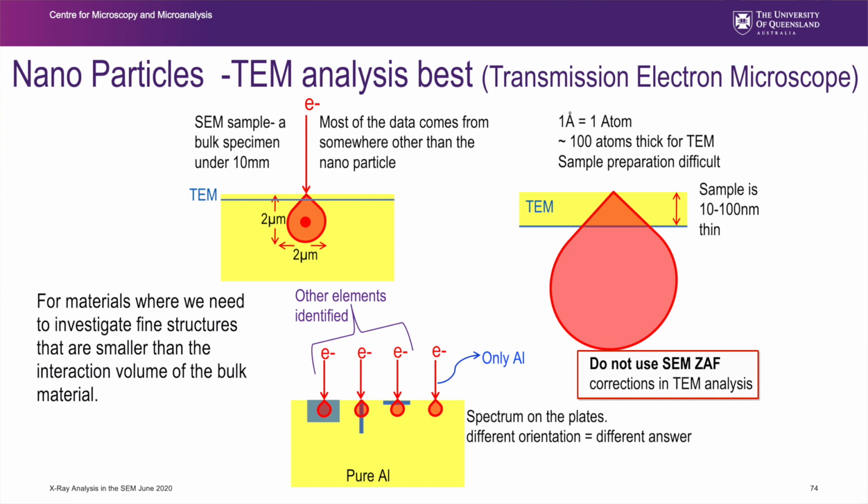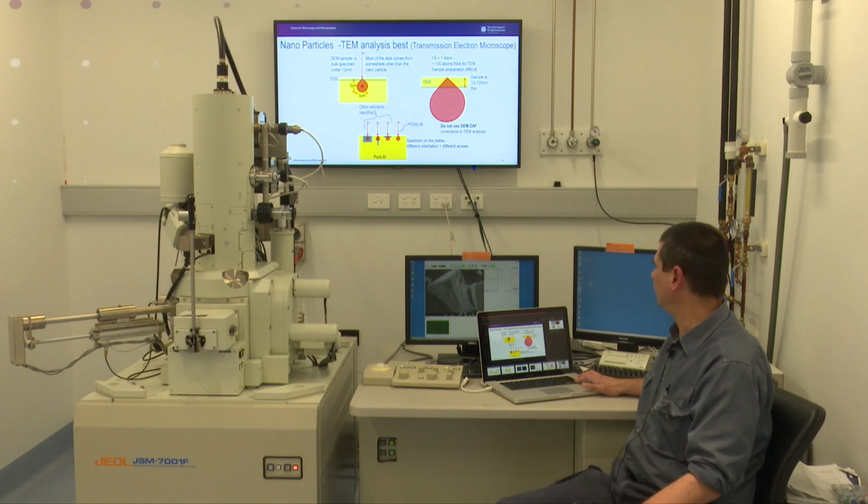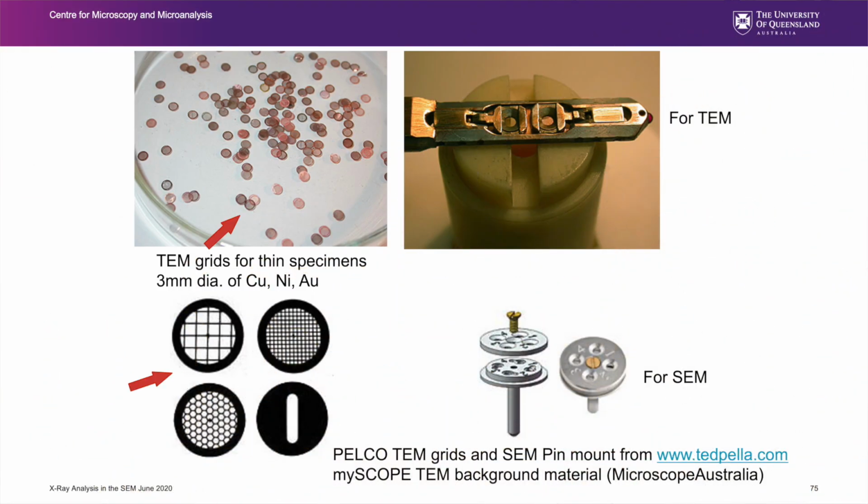We use special corrections in the TEM, matrix corrections, because the standard SEM ZAF corrections no longer apply, because things like volume effect and absorption effect have changed significantly in a thin specimen. We still use corrections, a different type. On the left, you can see some typical TEM grids. They come in many different patterns, made out of different materials, and typically we use 3mm copper grids.